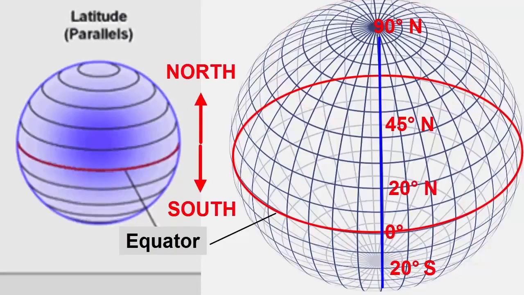For example, if we travel to the North Pole, we have travelled 1/4 of a circle away from the equator, or 90 degrees north latitude. The South Pole is at 90 degrees south latitude. Halfway in between the equator and the poles, we travel 45 degrees north or south.